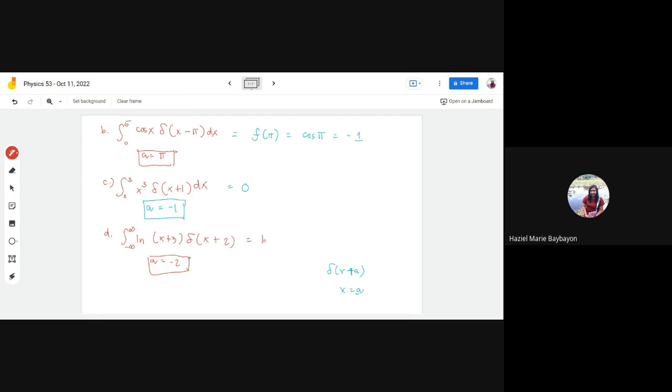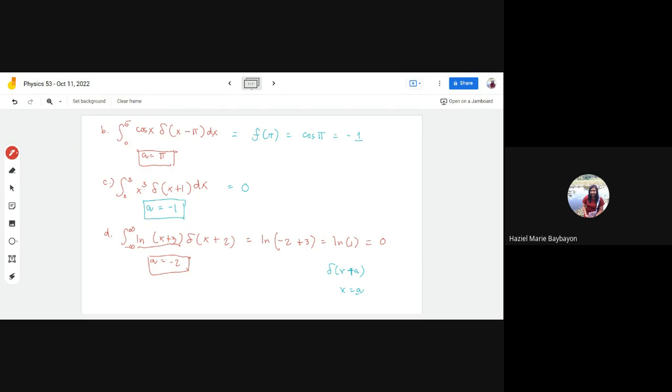So you have ln of, evaluate lang ni siya, negative 2 plus 3. So you have ln of 1. Pila man ni ln of 1, class? ln 1 equals 0. Okay. So ln 1 is equal to 0. Okay, so ingani ka beautiful ang Dirac delta function.